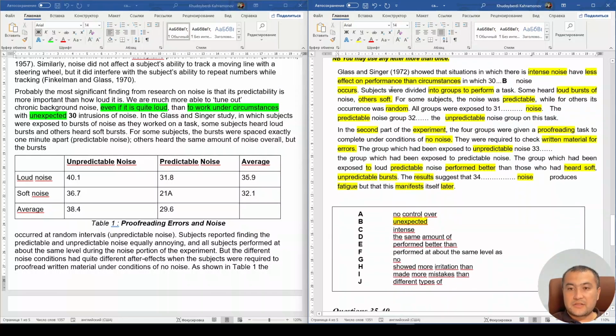All right. The subjects were divided into groups to perform a task. Some heard loud bursts of noise, others soft. Exposed to bursts of noise as they worked on tasks. Some subjects heard loud bursts, others heard soft.